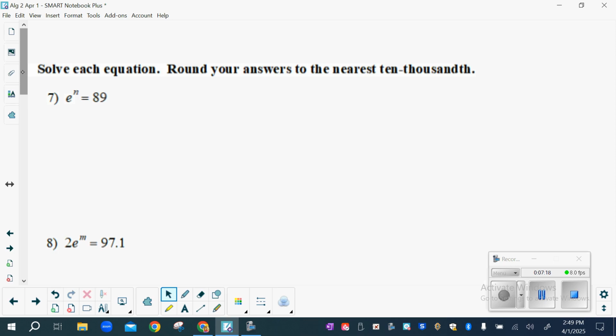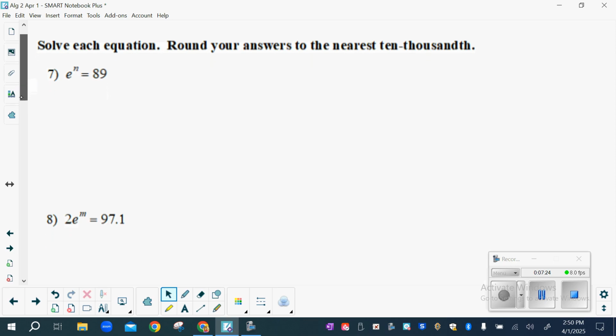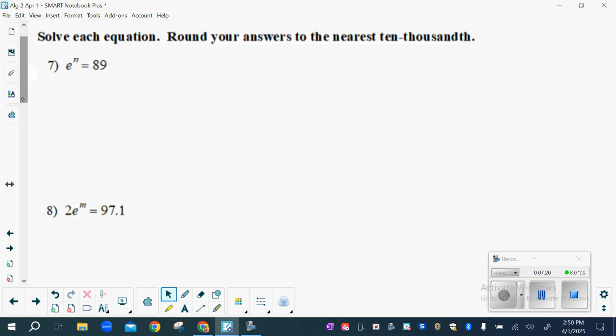Okay, so now we're going to solve some equations with an e in them that has an exponent, and we want to solve for that exponent. So we're going to solve, and we're going to round to the nearest 10,000th again. So anybody know how we would get to that exponent of n? Because we want to somehow solve for that exponent of n.